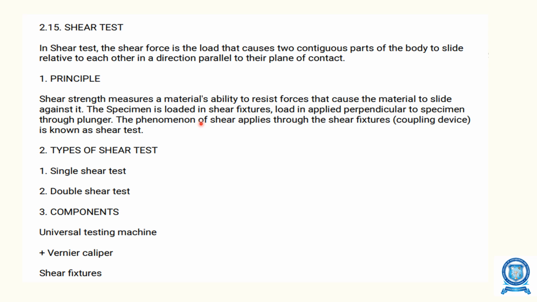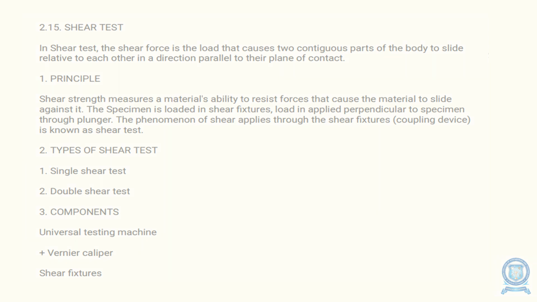There are different types of shear tests. The shear test is classified into two types: single shear test and double shear test. The components required to perform the shear test are vernier calipers and shear fixtures for holding the specimen. These are the things we have to keep in mind while doing the shear test.